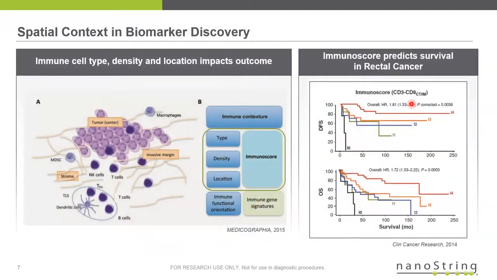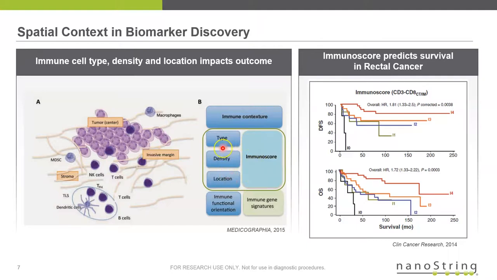One example of why spatial context is important is in the Immunoscore assay. This is a prognostic test used primarily for colorectal cancer. In this test, it's a low-plex assay, so they're looking at a few different immune cell types. They're looking at how many of those cells are there and, importantly, where they are. Are they on the periphery or are they infiltrated within the tumor?